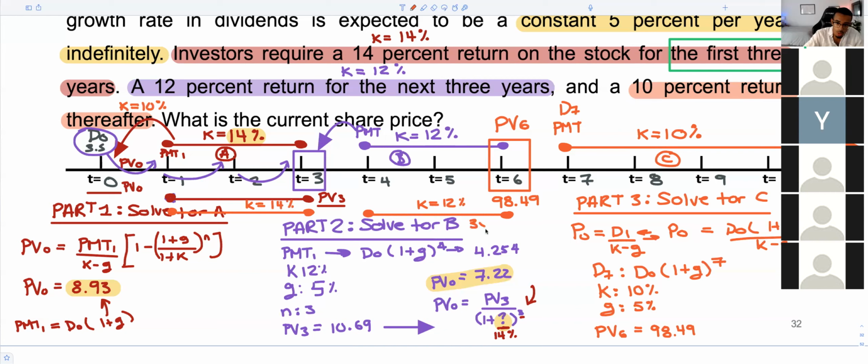Obviously, we're going to discount it for 3 years here. And that's going to bring us all the way back to T equals 0. Does that make sense to everybody in the chat?